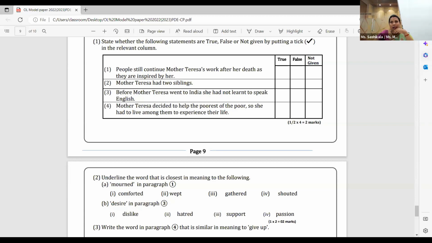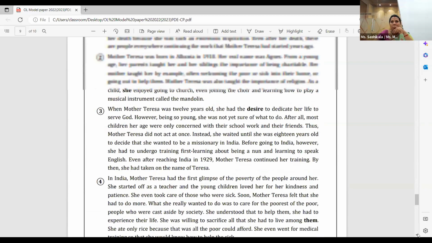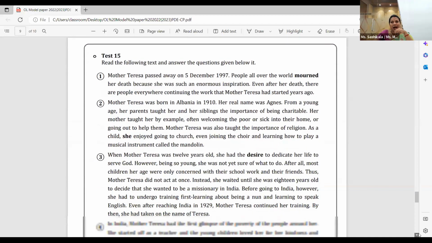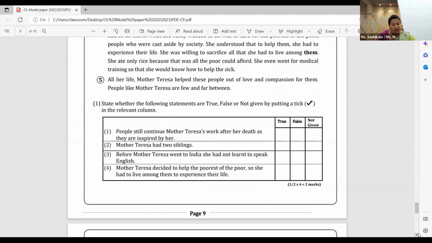So here the word is, they are asking for the word mourn. People all over the world mourn her death. Death කියන්නේ මරණයට දුක් වුණා කියන එකට. එතකොට මෙතන meaning එක wept කියන එක. Wept. The second is the answer.